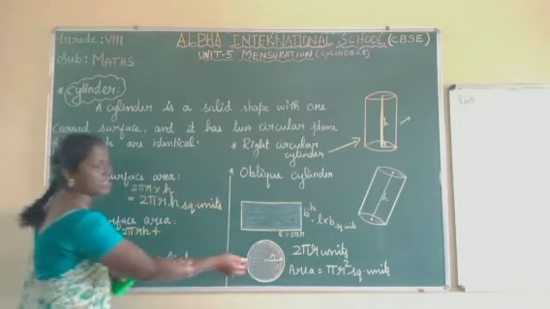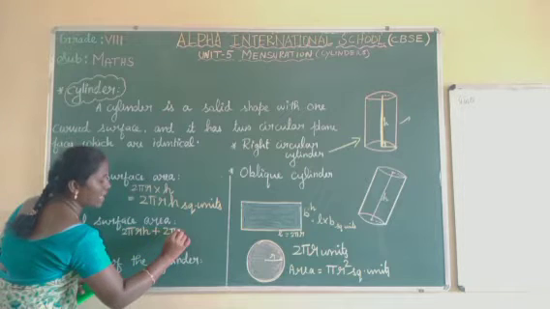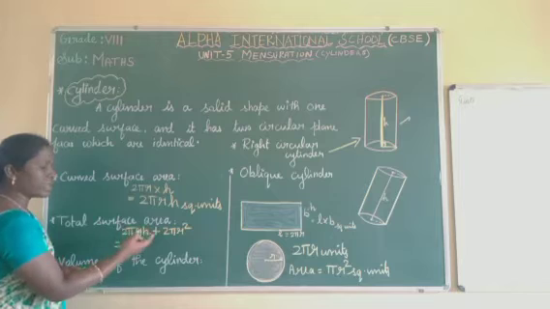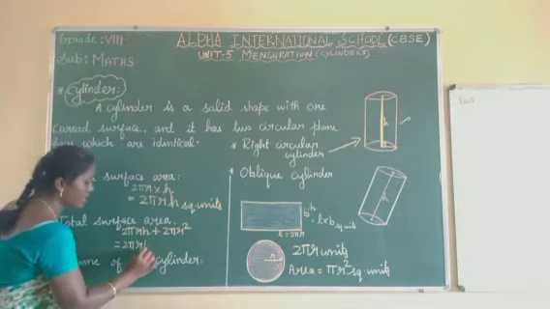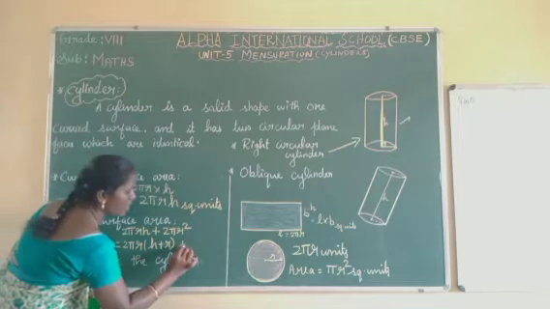So what is the area of the circle? Pi r square. 2 circles are there, so 2 pi r square. So if we simplify the formula, what can be taken common here? 2 pi r we can take common. The remaining is h plus r. So 2 pi r into h plus r square units.